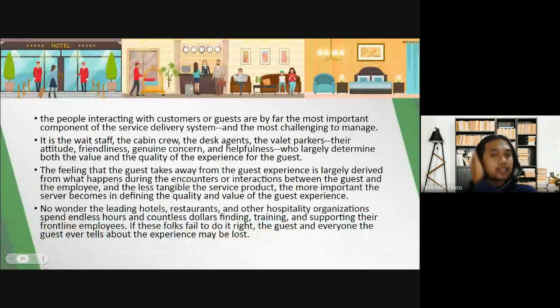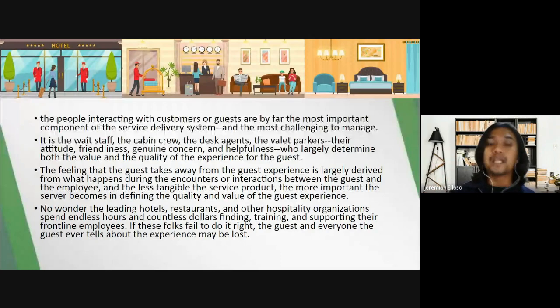The people interacting with customers or guests are by far the most important components of the service delivery system and the most challenging to manage. It is the wait staff, the cabin crew, the desk agents, and the valet parkers. Their attitude, friendliness, genuine concern, and helpfulness largely determine both the value and the quality of the experience for the guest.